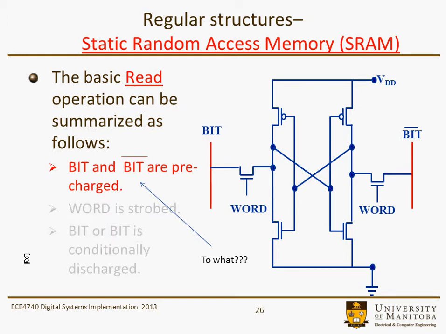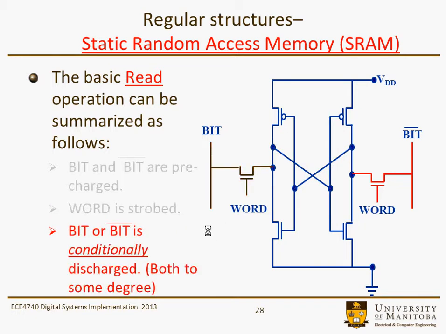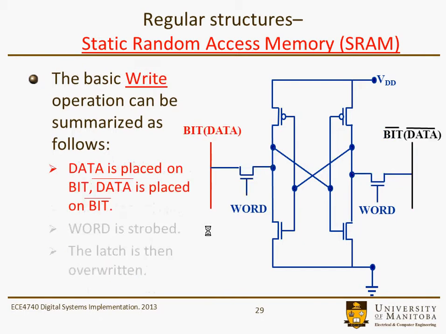So here's our basic cross-couple latch here. Bit and bit bar are pre-charged. In this particular case, we're looking at a read. So these lines are pre-charged, and then they're going to be conditionally discharged once we strobe the word line. So word is strobed, bit or bit bar is conditionally discharged. So initially they're at the same voltage, let's say VDD by 2, and then when the word is strobed, one of them is going to be pulled low and one of them is going to be pulled high. So that'll also allow for some differential sensing.